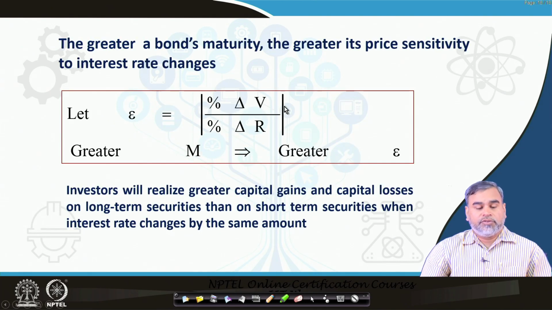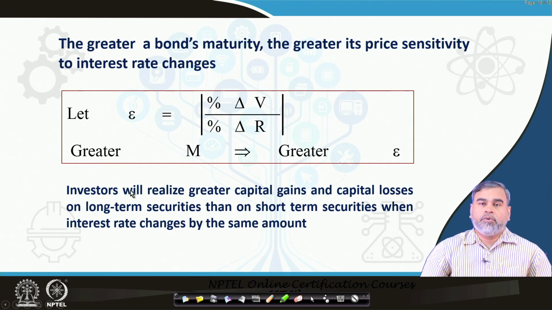Another interesting observation we have: the greater a bond's maturity, the greater its price sensitivity to interest rate changes. If the interest rate changes by the same percentage for two different bonds, and one bond's maturity period is more than the other's, what can we observe? Whenever there is a change in interest rate, the percentage change in the value is always more for the high maturity bonds than the low maturity bonds.